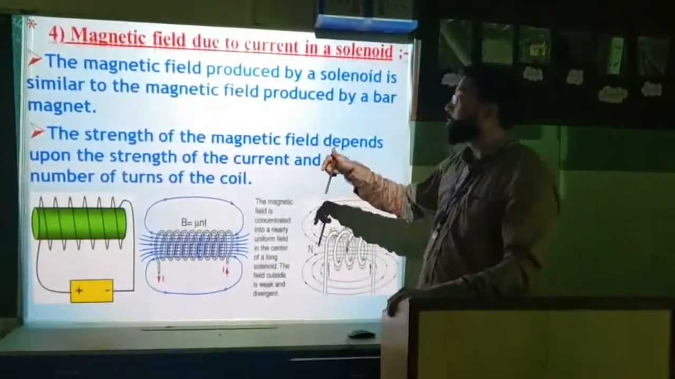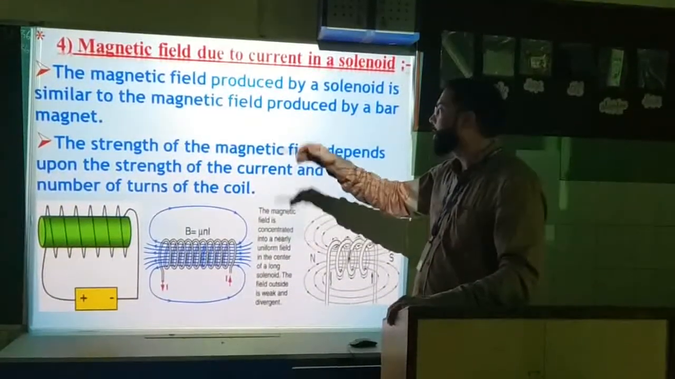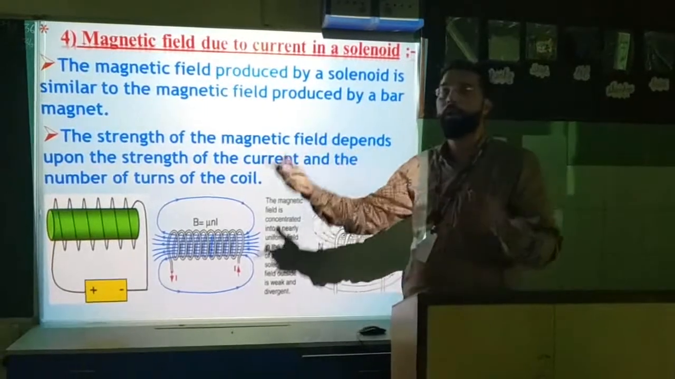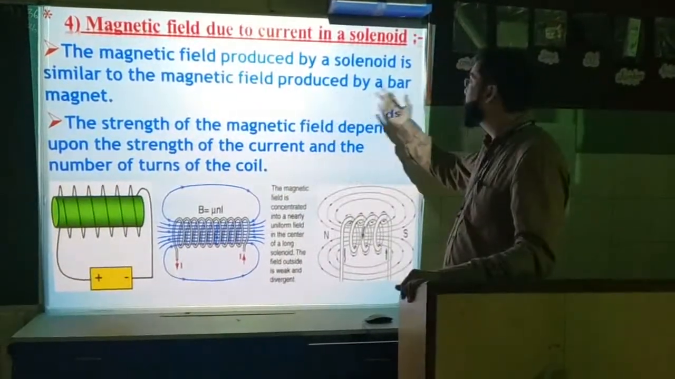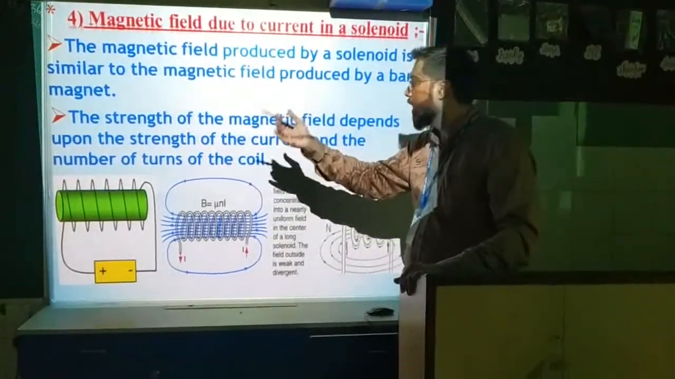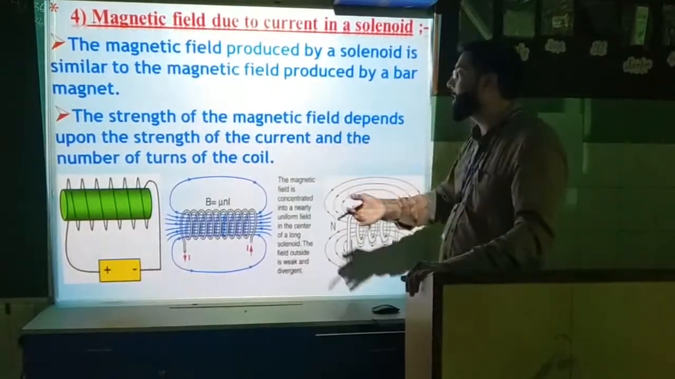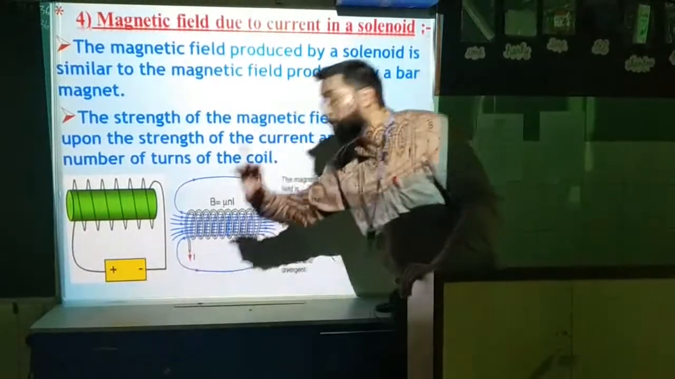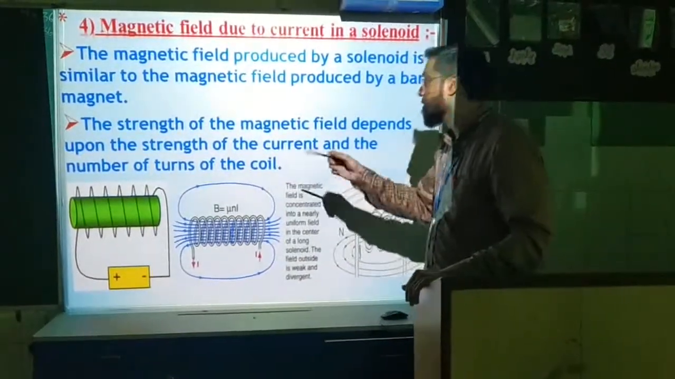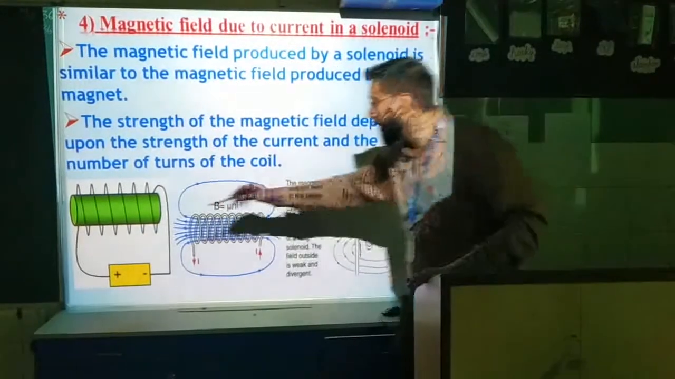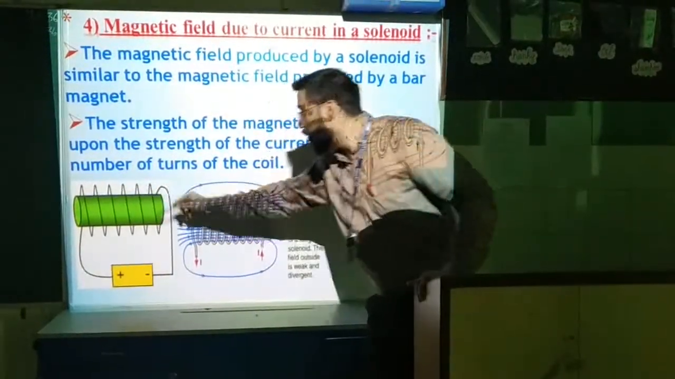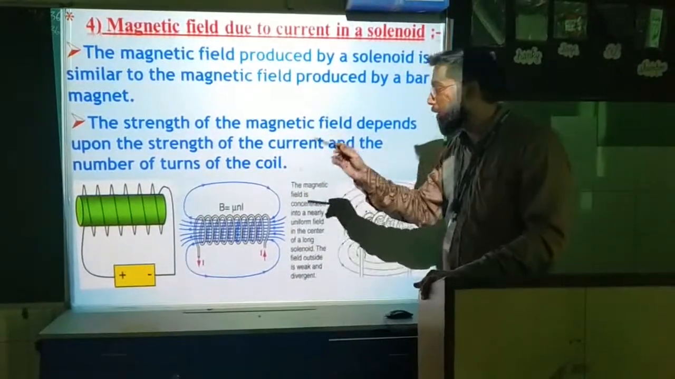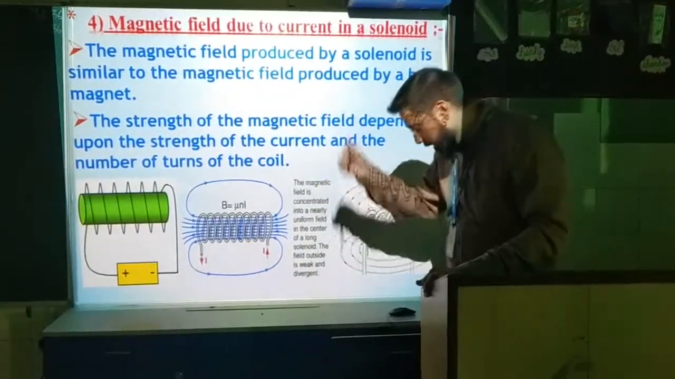Now, the magnetic field produced by a solenoid is similar to the magnetic field produced by a bar magnet. The strength of the magnetic field depends upon the strength of the current. As there is more current, the magnet will be stronger. It also depends on the number of turns. You see, these are the number of turns. The more turns there are, the stronger the magnetic field.